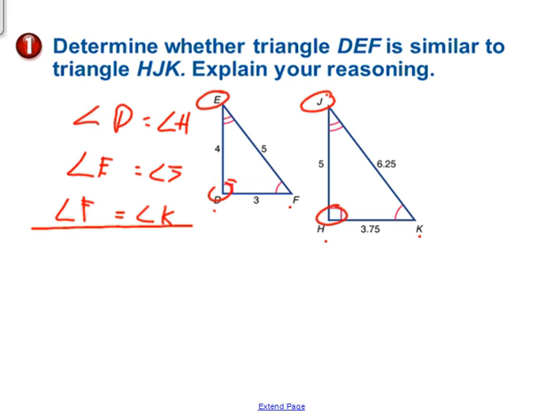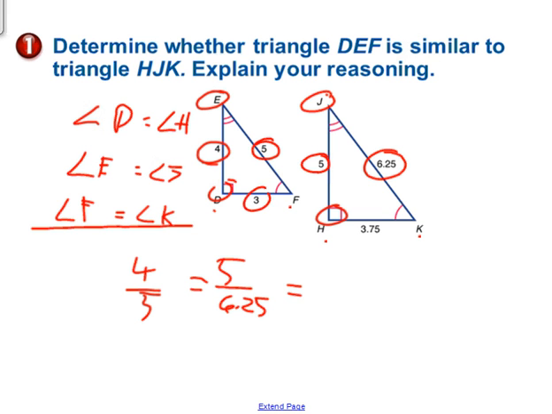We need to see if the proportionality between the sides, the scale factor, is the same. So 4 is to 5, so let's go 4/5. Is that the same as saying 5 to 6.25? And is it the same as saying 3 to 3.75? As I start to evaluate these, I need to see if each of these ratios is the same. There are a number of different ways to do that. I can check the cross product and see if that comes out to be the same.